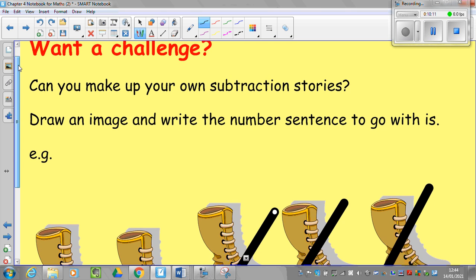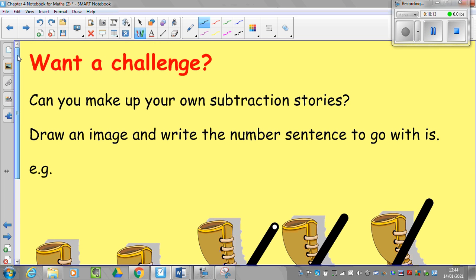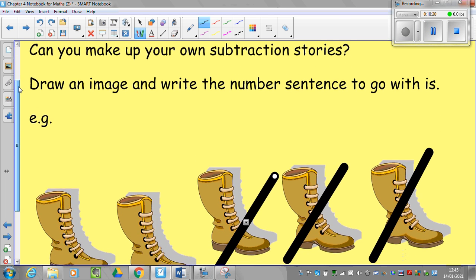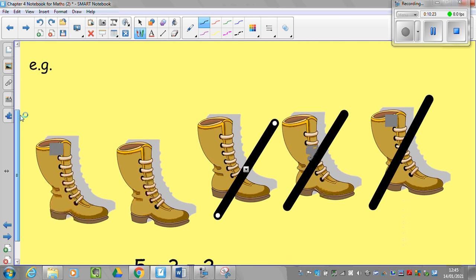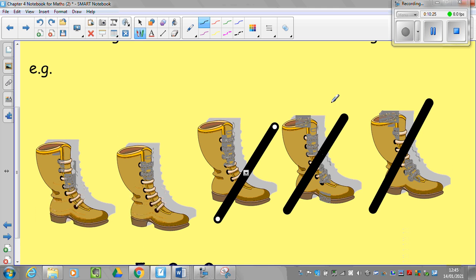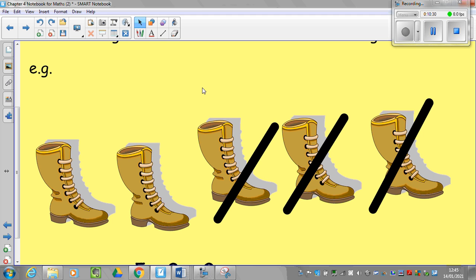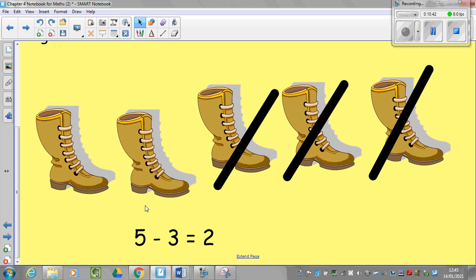Okay, as an additional challenge, if you would like to do this, absolutely optional. We want you to make up your own subtraction stories using things that you've got in your house, or you can draw images and write the number sentences to go with it. So, for instance, I've got 5 boots in my house. I'm not sure why you would have 5 unless someone's only got 1 leg. And then 3 of them have been lost. So I've crossed out 3 of them, and then I've got 2 boots left. And then I'm writing that as a number sentence. 5 take away 3 equals 2.